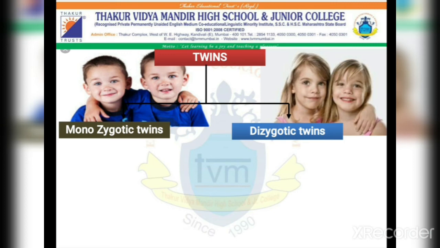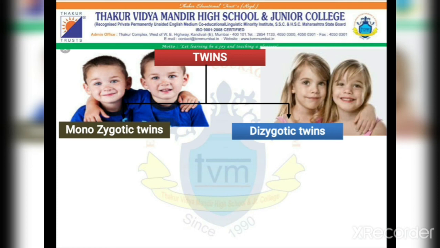But in dizygotic twins, two oocytes are released from the ovary of a woman, and both these oocytes are fertilized by two separate sperms. Since two separate sperms are used, two separate zygotes are formed. Hence, two embryos are formed from those two zygotes. Both of these embryos are separately implanted into the uterus, and hence we get dizygotic twins. So these are the first two main categories, monozygotic and dizygotic twins.